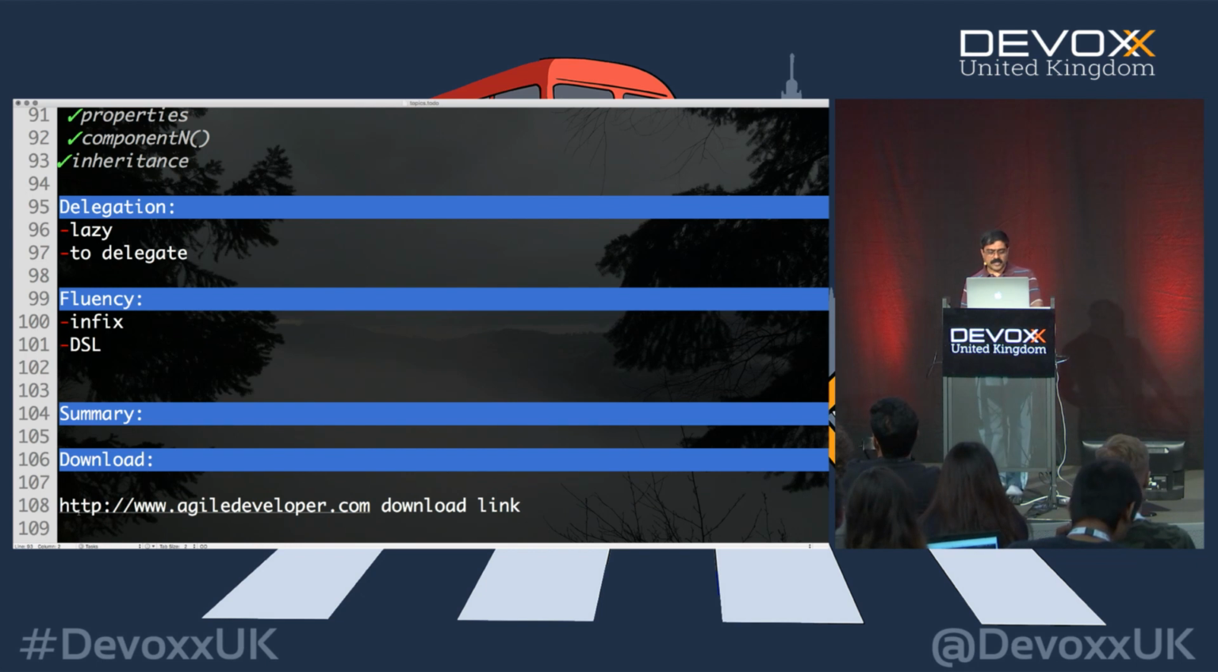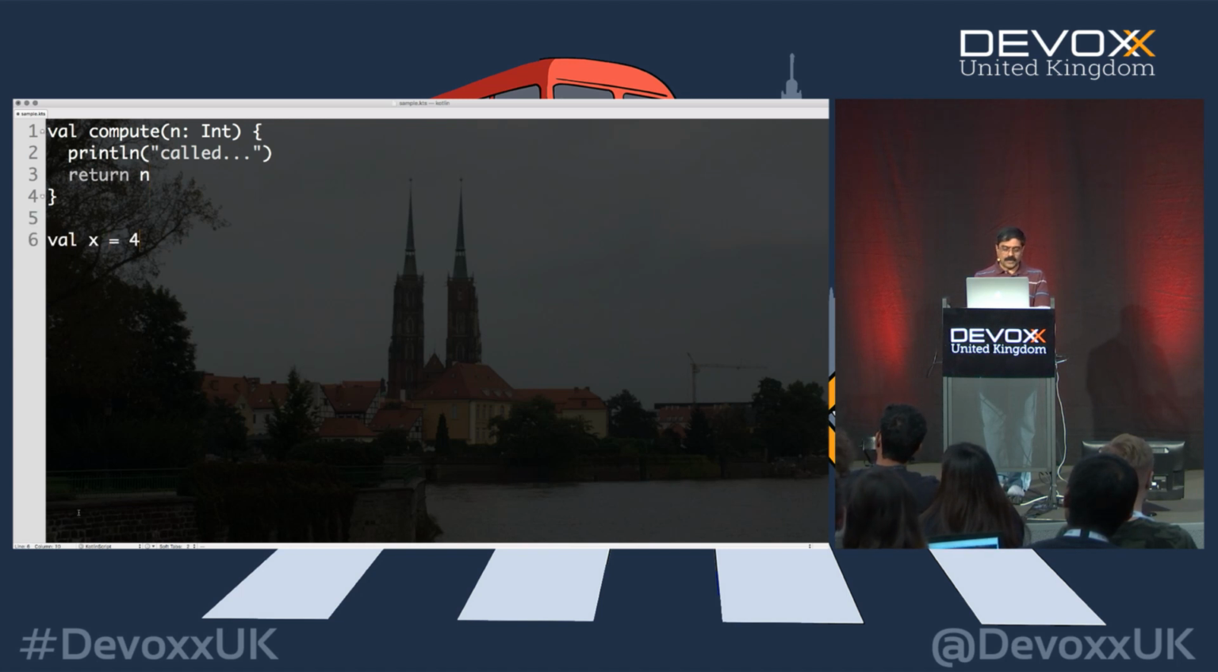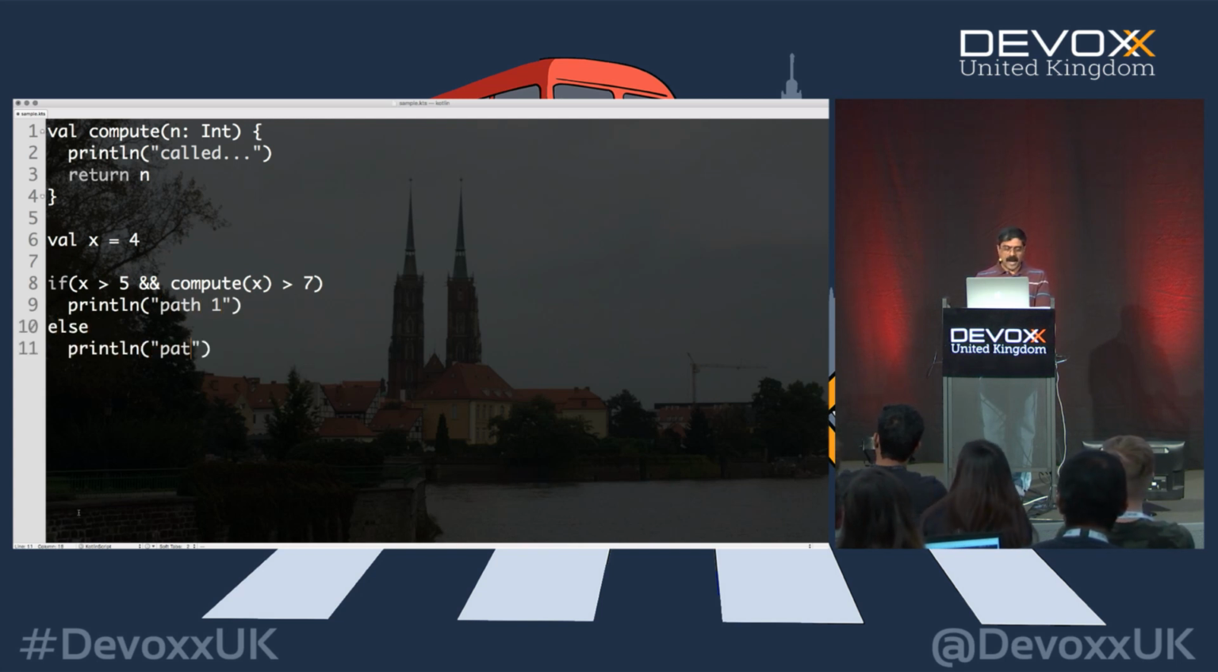So I want to show you a couple of interesting features you can actually use here. Let's quickly look at a compute method. The compute method is going to take a value, let's say int. What I'm going to do here is print out, let's say, called right here. And then I'm going to simply return the value of n. Then I'm going to say x is equal to 4. If x is greater than 5 and the compute of x is greater than 7, we'll print out, let's say, path 1. Otherwise, else we'll print out, let's say, path 2.